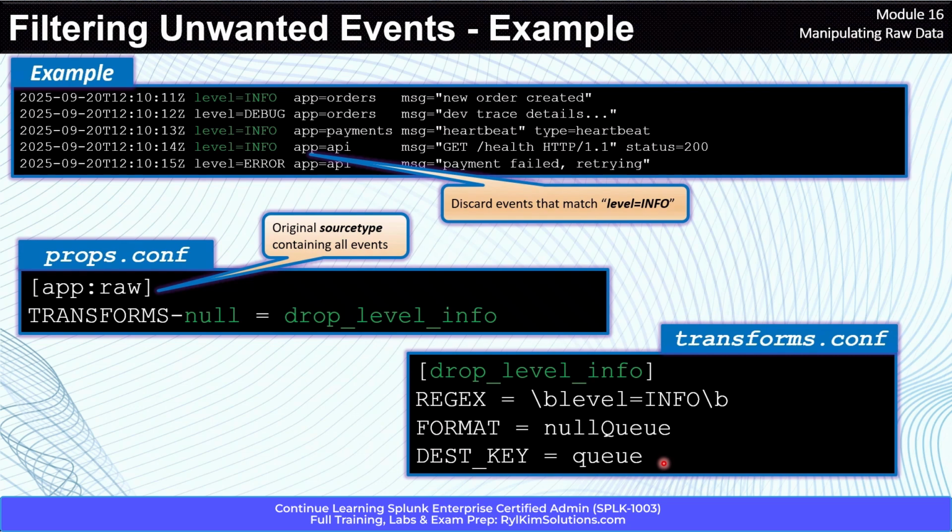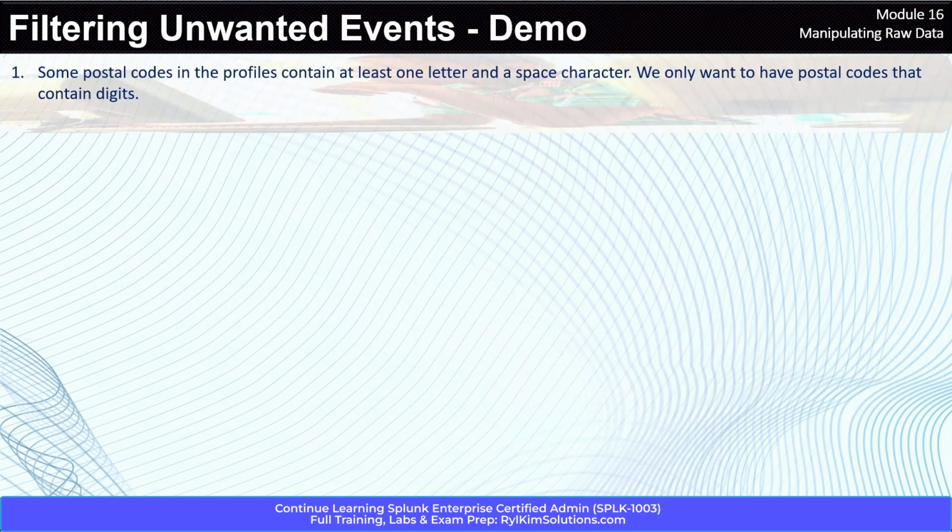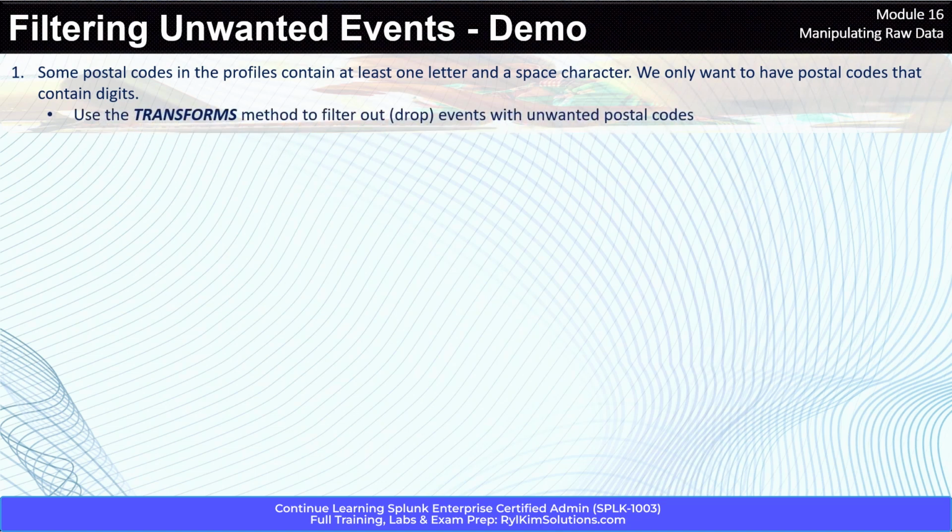So it discards those unwanted events, which helps you save again on storage costs and, of course, on licensing. Some postal codes in the profiles contain at least one letter and a space character. We only want postal codes that contain digits. So we are going to use the transforms method to filter out or drop those events that have unwanted postal codes.